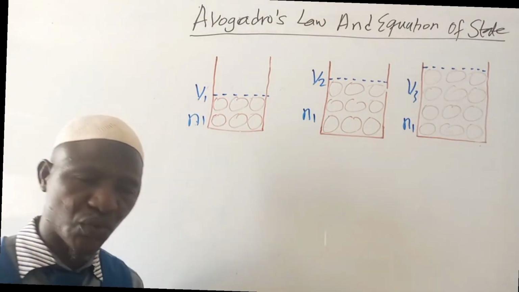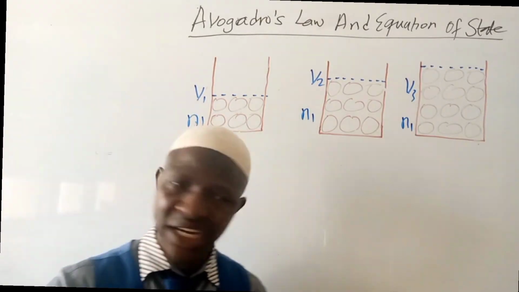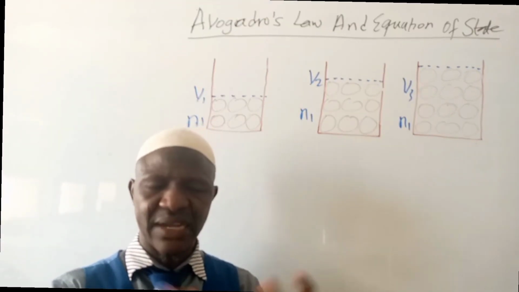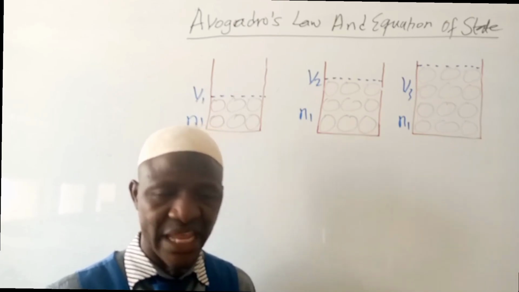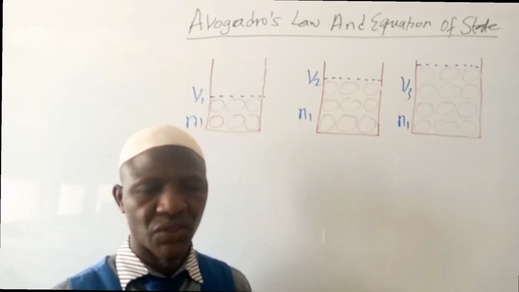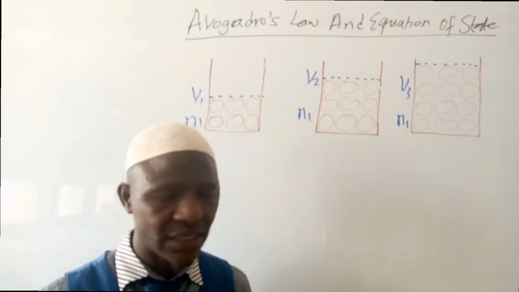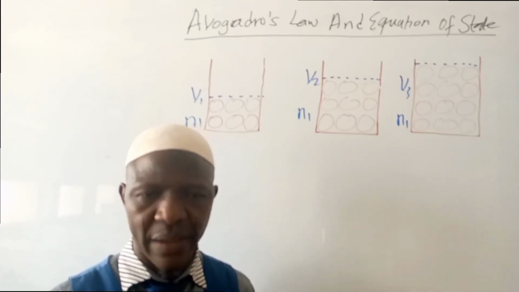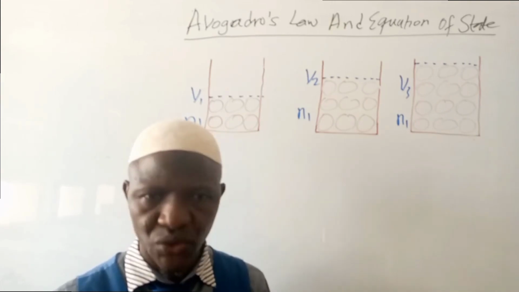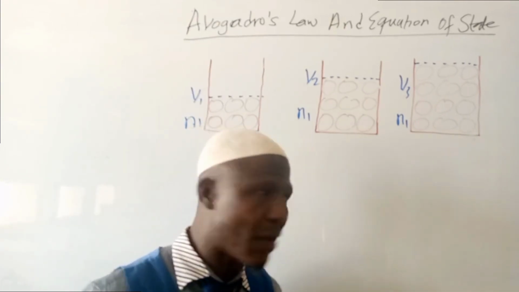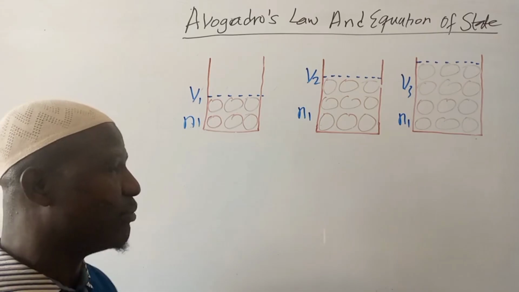Now it's very simple to understand. It's very clear. When you have a certain container and you put a certain amount of substance there, the moment you increase the amount of substance, if temperature and pressure are kept constant, the volume occupied by that substance will also increase. To make it simpler, we are going to use these diagrams.